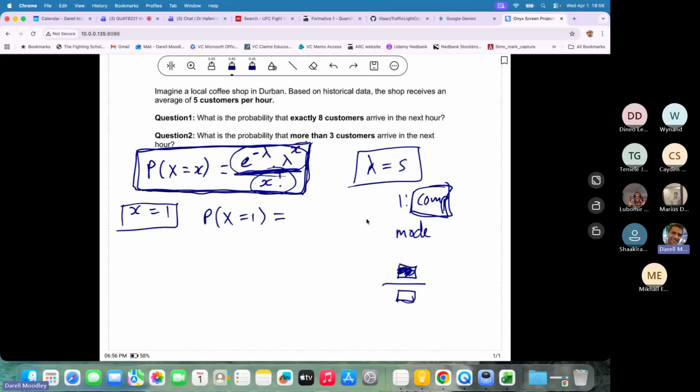The first thing we're going to capture in the numerator is this e to the minus lambda here. How we do that is you're going to press shift, and then you're going to press the LN button. So shift and then the LN button.